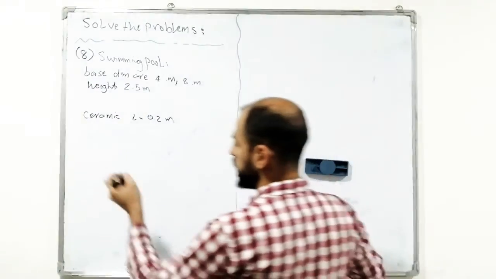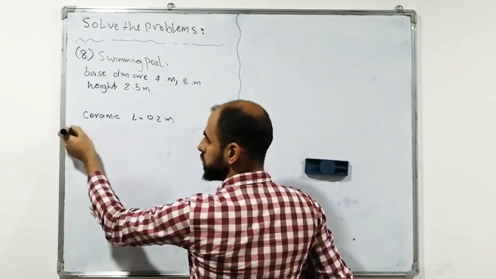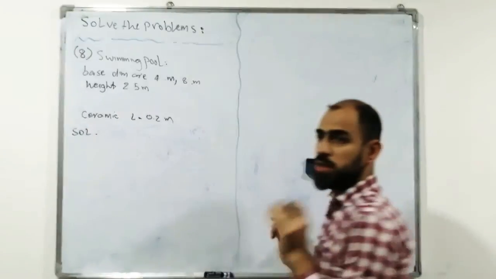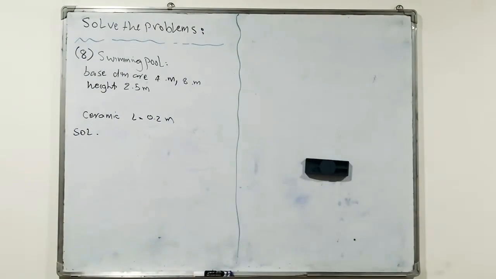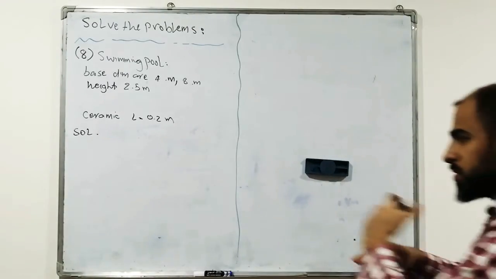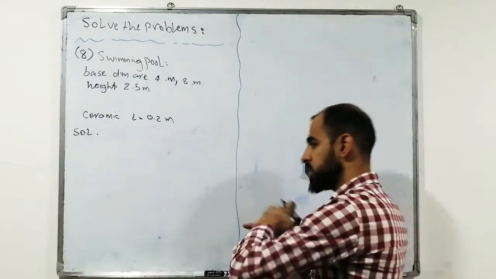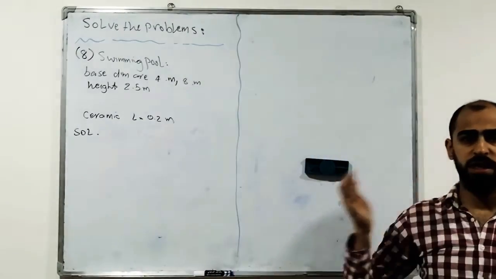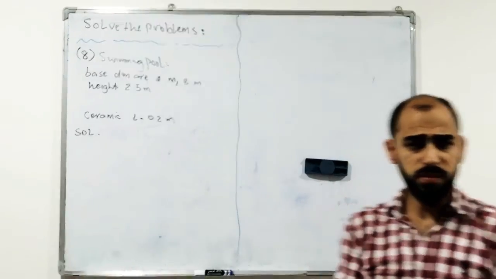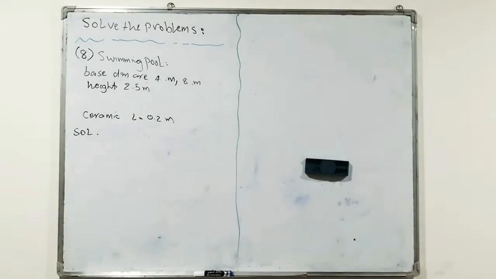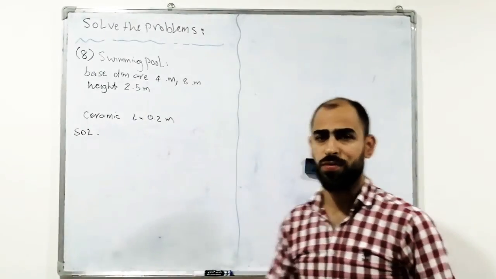Pay attention, the solution will be as follows. Notice the solution: since we have the total area of the pool, it is without the upper face. Why? Because the pool has the lateral faces and only the bottom face, which is the floor of the pool.